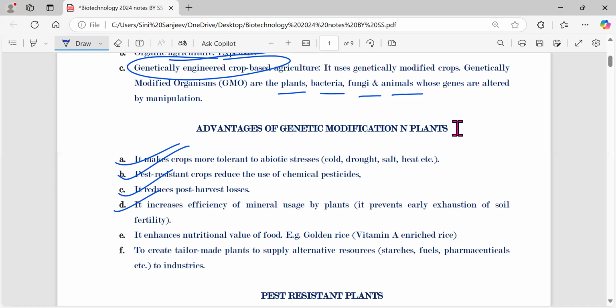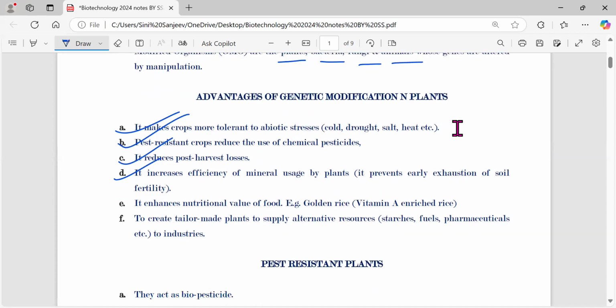Fourth one is it increases the efficiency of mineral usage by the plants. Generally, there are some plants which cannot absorb the minerals from the soil easily via their roots. So if you alter the genes of those roots, then the absorption of the minerals will also be increased, and it prevents the early exhaustion of the soil fertility.